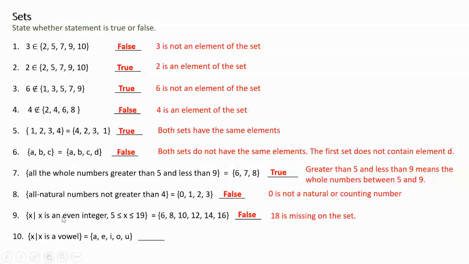Number 10, the set of elements x such that x is a vowel equals A, E, I, O, U. That's true because these are all the vowels, A, E, I, O, U. That's true. Okay. And again, I believe these are homework problems from the book.